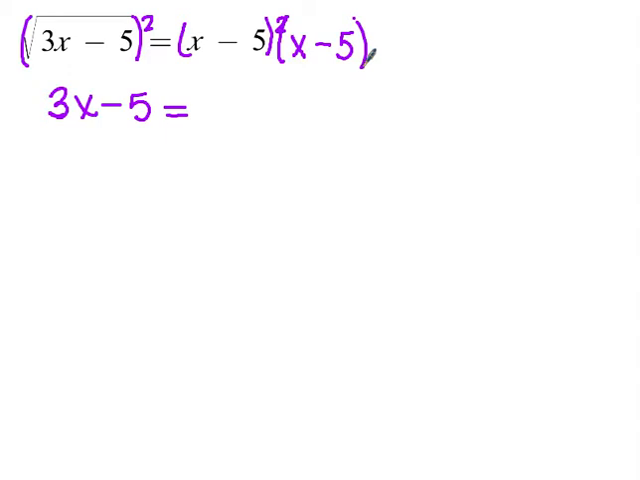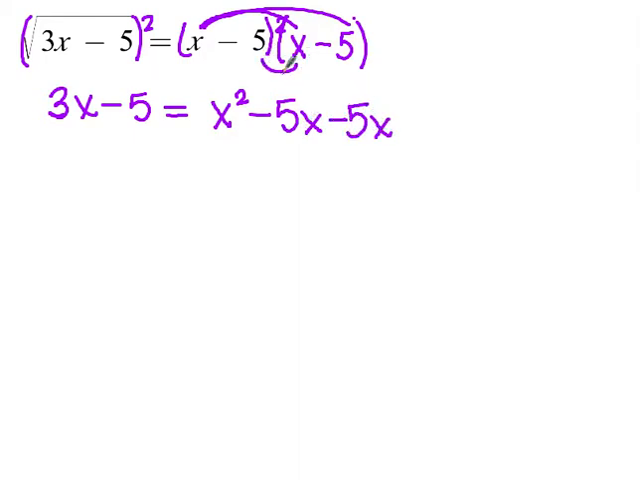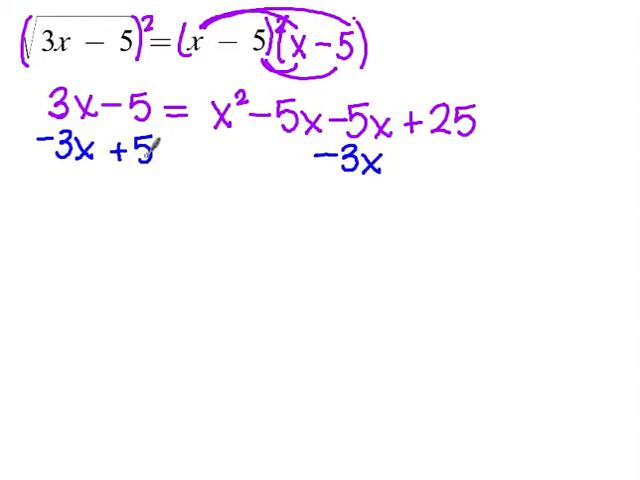I start with my first terms. What do I get from my first terms? x squared. What do I get from the outer terms? Negative 5x. What do you get from the inner terms? What do I get from my last terms? Now, this is what type of equation? Quadratic, which means I need to get everything to one side. So I'm going to subtract 3x. And then what else am I going to do? Add 5. Now that right side is looking kind of a mess, and that's okay. We'll take care of it in a little bit.